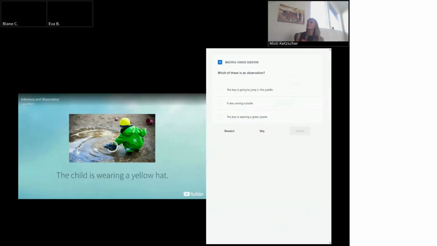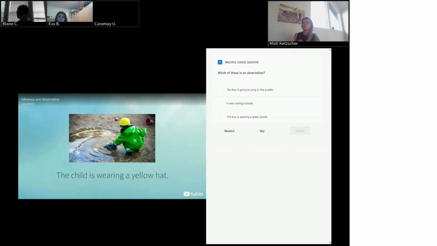Okay. So which of these is an observation, guys? We're looking for observations, things that we can prove. Blaine, which one? That he is wearing a green jacket. Yes, absolutely. We can all agree that we can all see that he is wearing a green jacket.